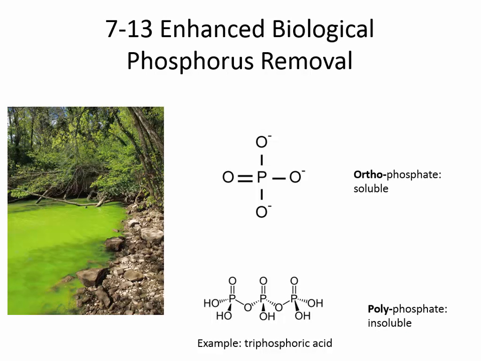Okay. So nitrogen is just one of the nutrients that we need to try and limit when we discharge wastewater to a receiving body. The other big one is phosphorus. Phosphorus can promote eutrophic conditions.